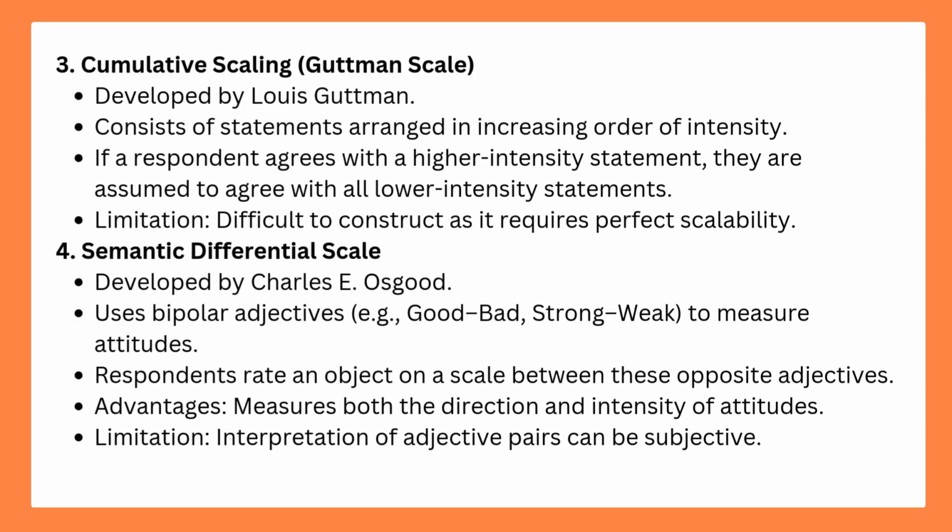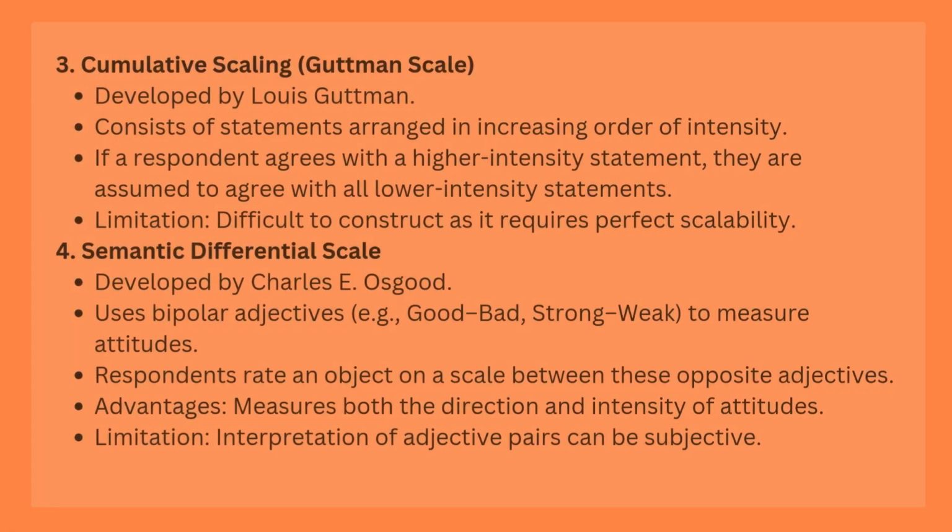4. Semantic differential scale. Developed by Charles E. Osgood. Uses bipolar adjectives, e.g., good/bad, strong/weak, to measure attitudes. Respondents rate an object on a scale between these opposite adjectives. Advantages: measures both the direction and intensity of attitudes. Limitation: interpretation of adjective pairs can be subjective.